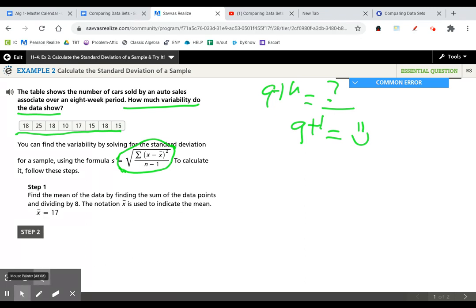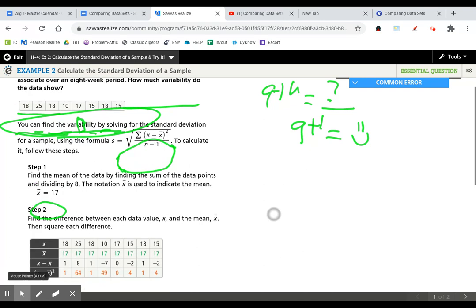So here's step number 1. It says find the mean of the data by finding the sum of all the data points. Again, we've done it before. Take all of these, add them up, divide by 8. When we do that, we get 17. So on any given week, his mean is 17 cars sold per week. We see a 17 in there, right? And he certainly has a couple weeks below that, and a couple weeks above that. And that mean that was found for us is 17. Okay, on to the next step.